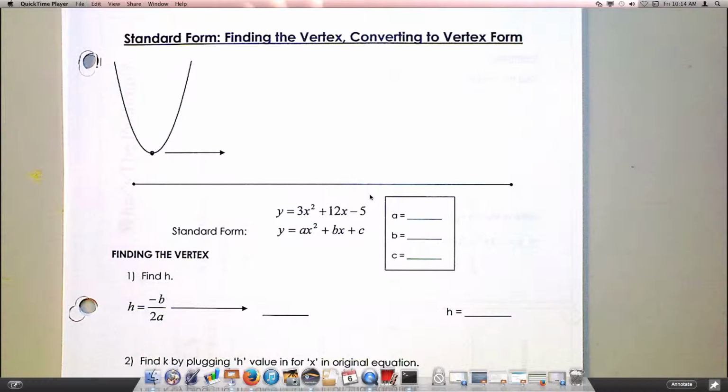Converting vertex form to standard form. That's where I gave you an equation where it said like y minus something equals x minus something squared, and you had to convert it to standard form. And to do that, you just had to simplify it. You remember? You had to expand, and then do FOIL, and then distribute, and then move the number over. Is that ringing a bell?